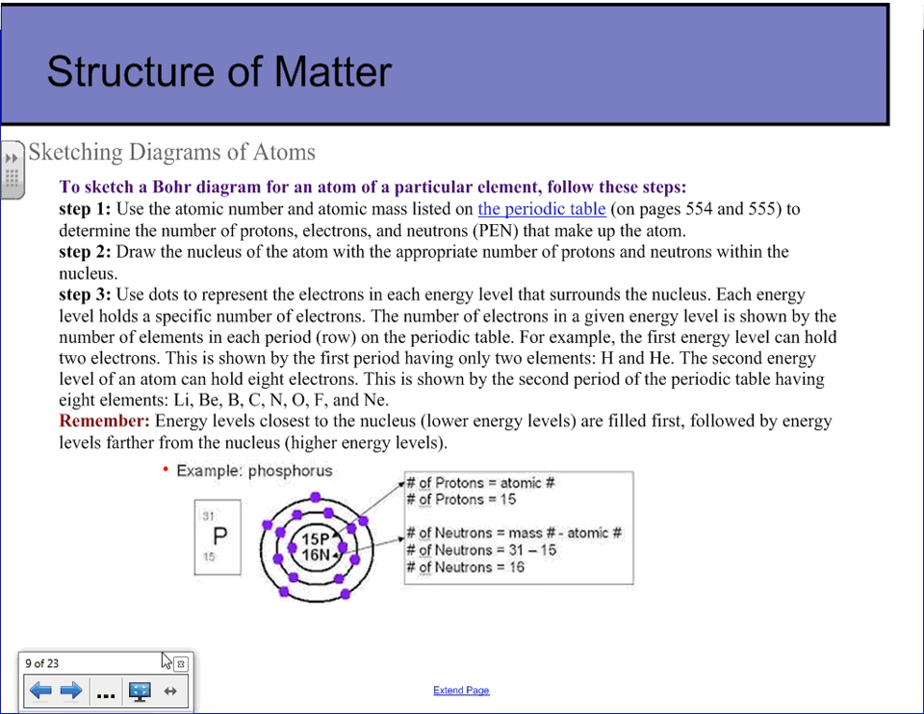So for example here we have phosphorus. For phosphorus we know the number of protons is the atomic number, in this case 15. The neutrons is the mass number minus the atomic number. So in this case it is 31 minus 15, so the number of neutrons is 16. And then because this is an atom and not an ion, we know that this particular diagram should have 15 electrons.